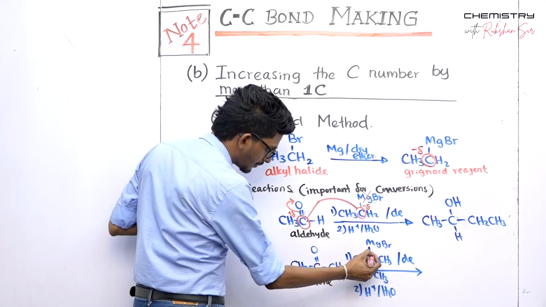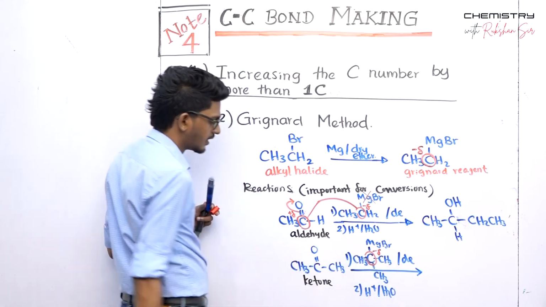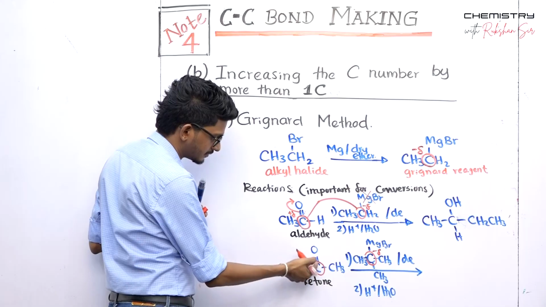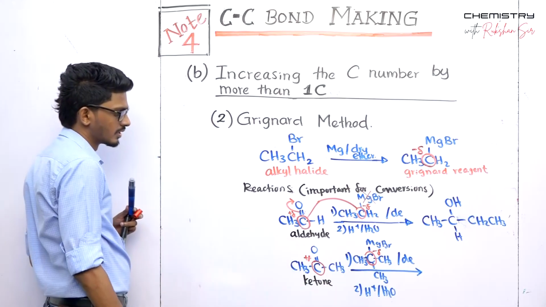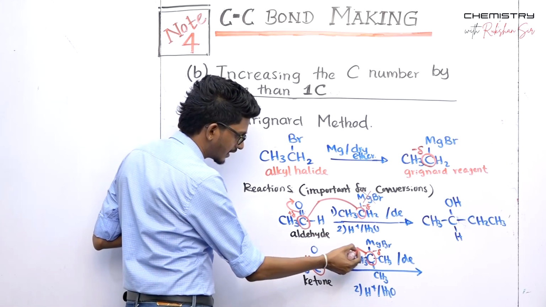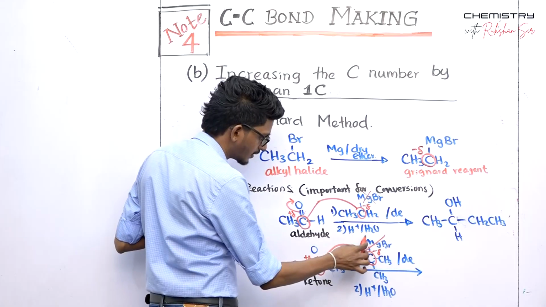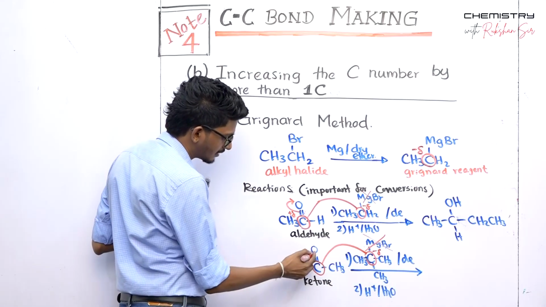This is your Grignard carbon. That is negatively charged. This carbon is positively charged because the electrons are attracted towards the oxygen. So what will happen? These two will get connected, so this guy has to leave a bond, that is this bond with the MgBr. And this guy also has to leave a bond, that is this pi bond.